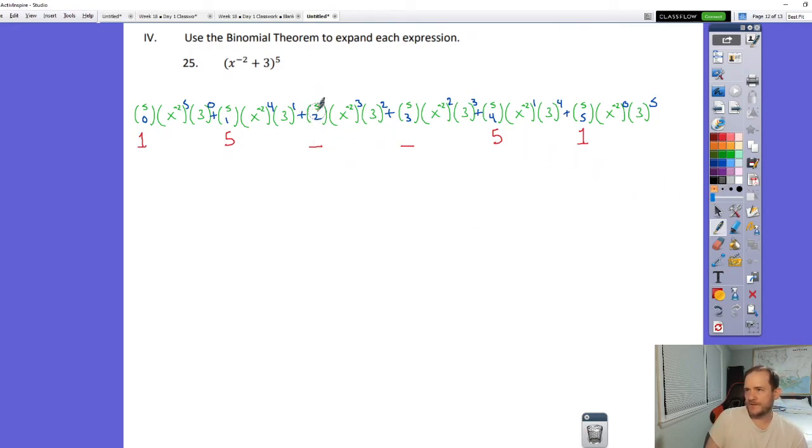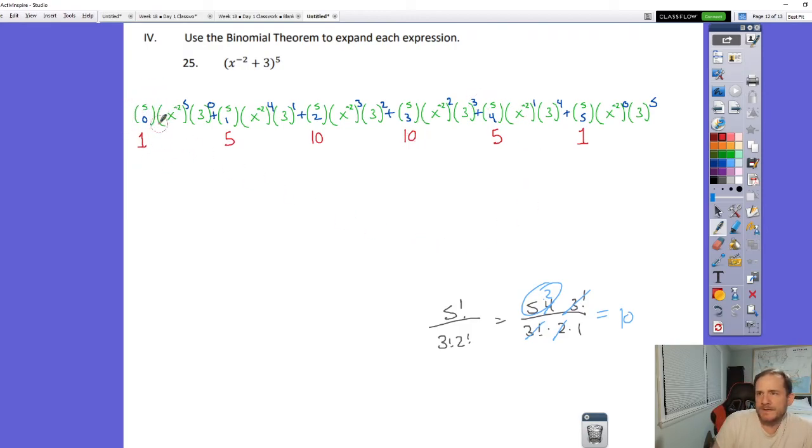But at the very worst, if you had to do this, then what is it? 5 factorial over 3 factorial, 2 factorial? That's 5, 4, 3, 2, 1 divided by 3, 2, 1 times a 2 and a 1. So you can kill the 3's, kill the 2, and you see the only factors left are 5 times 2. There's your 10. Once you figure out that one of them's 10, you know the other one is 10 as well. So this coefficient is 10. This coefficient is 10. Okay, now the rest is just evaluating.